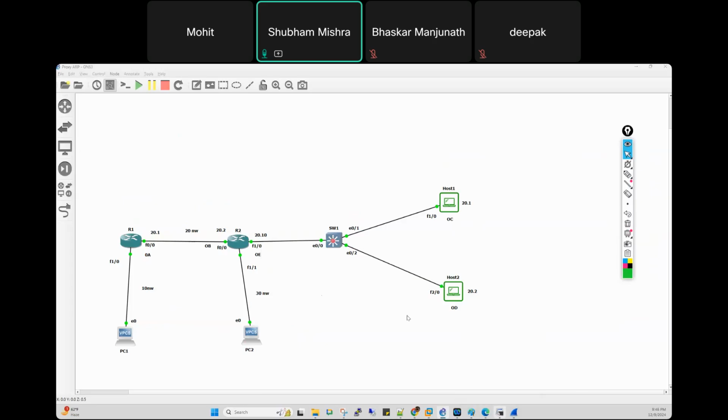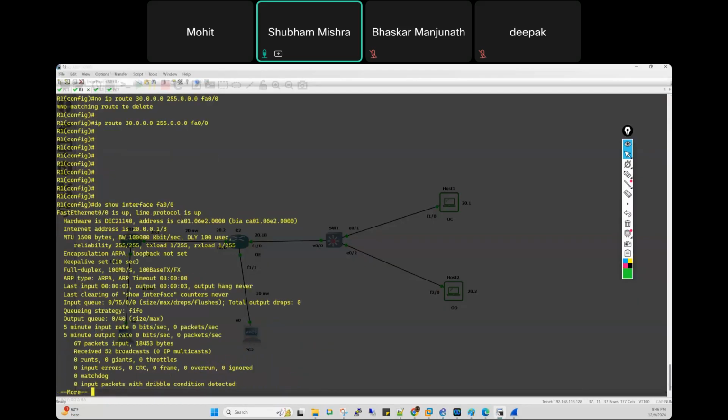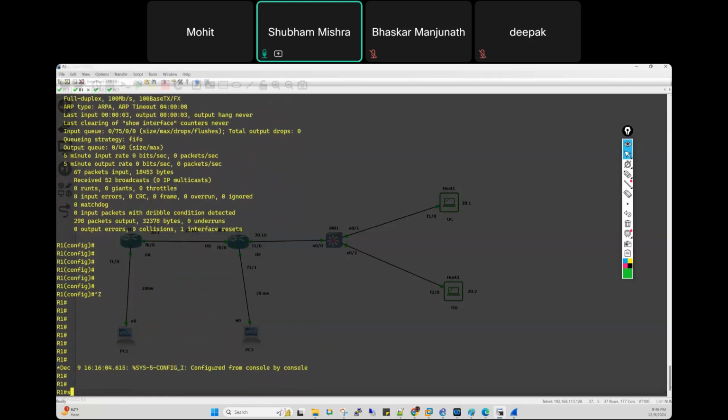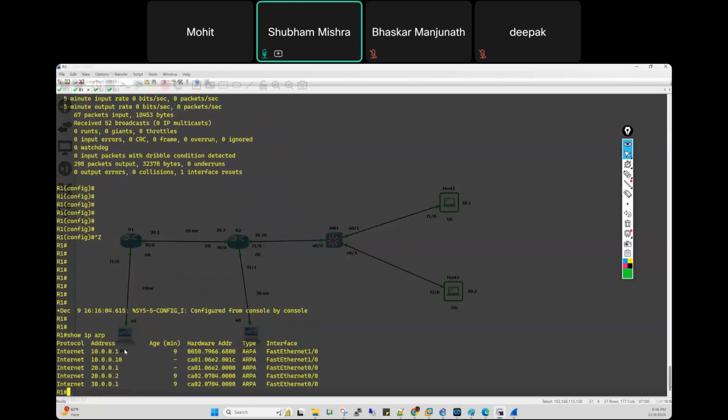But come to R1. This is the router, okay. And the router also maintains the ARP table. So, guys, tell me one thing. For 30.1, what is the MAC address?